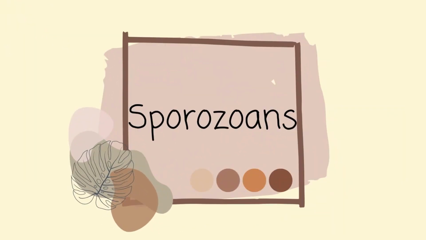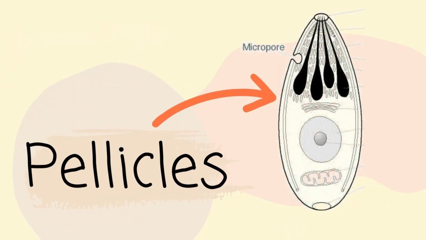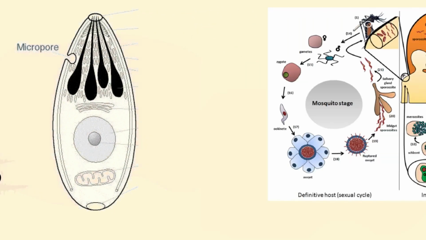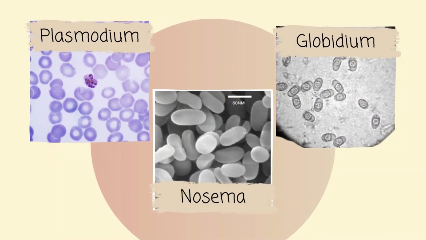Besides that, sporozoans are one of the endoparasites. They do not have any specially designed organ like flagella or cilia that helps in locomotion. However, with the presence of pellicles, sporozoans are able to move around due to the subpellicular microtubules in pellicles. This type of sporozoans can reproduce sexually or asexually, in which sporozoites will be formed in the reproductive process. Plasmodium, Nosema, and Globidium are examples of sporozoans.